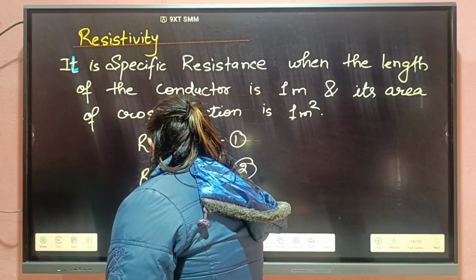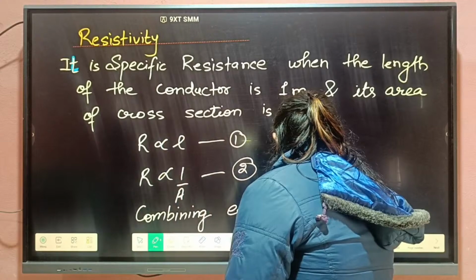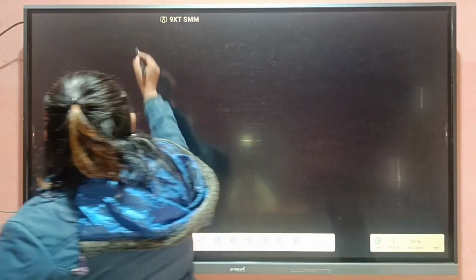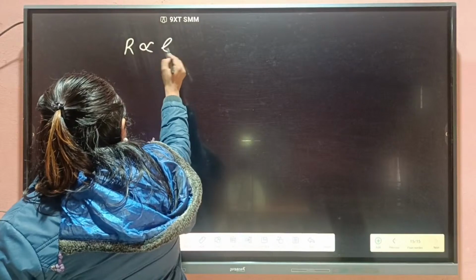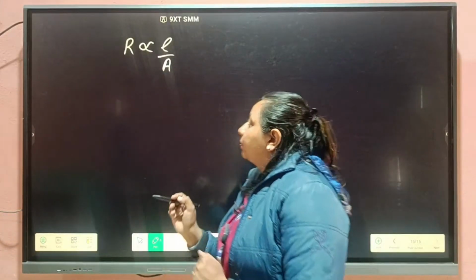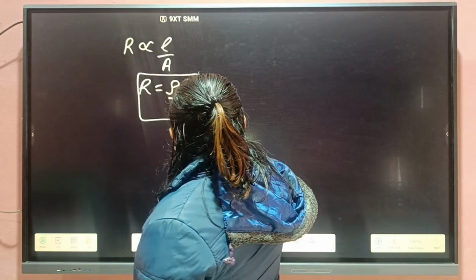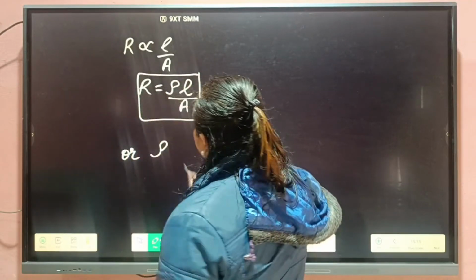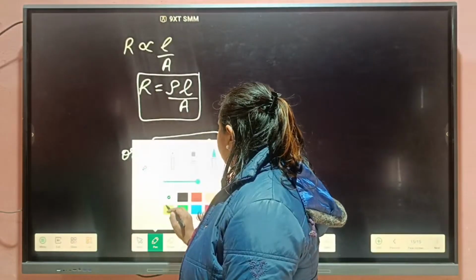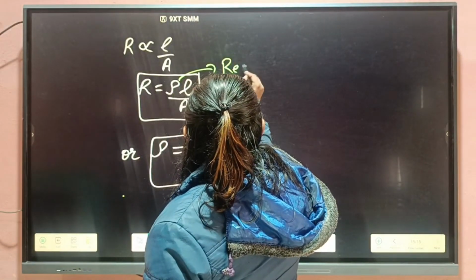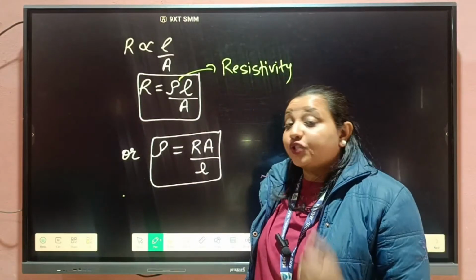When we combine these two equations, combining equation 1 and 2, what we have? R is directly proportional to L over A. When we remove the proportionality sign, what we have? R is equals to rho L upon A. ठीक है? Or when we rearrange this equation, rho is equals to R A over L. What is this rho? This is resistivity of the conductor. That means specific resistance. ठीक है? This is resistivity यानी कि specific resistance.